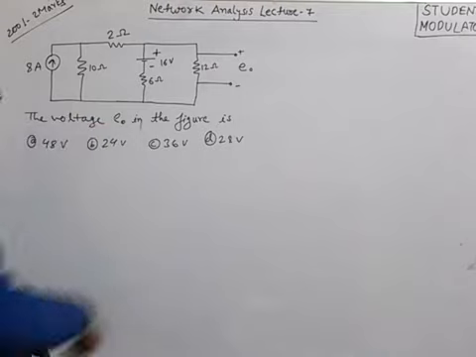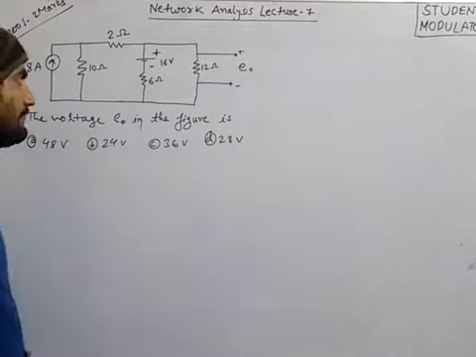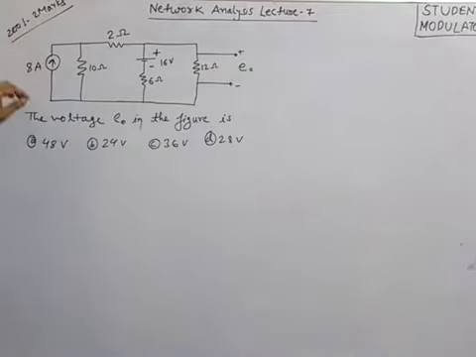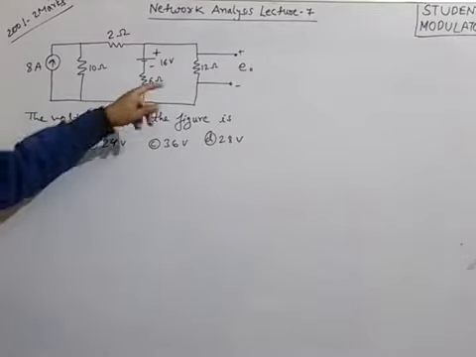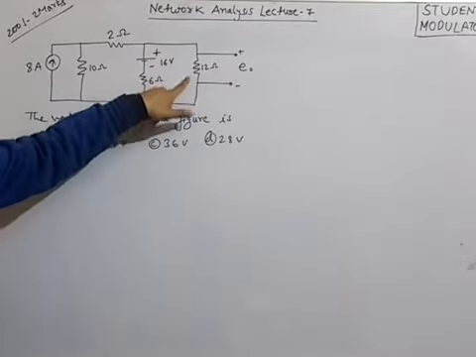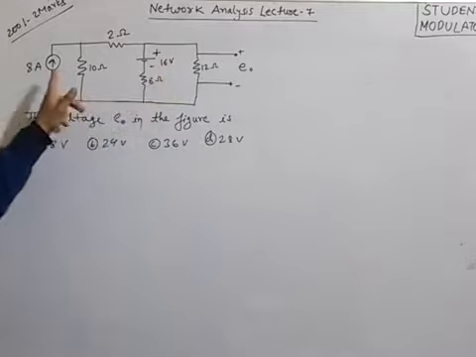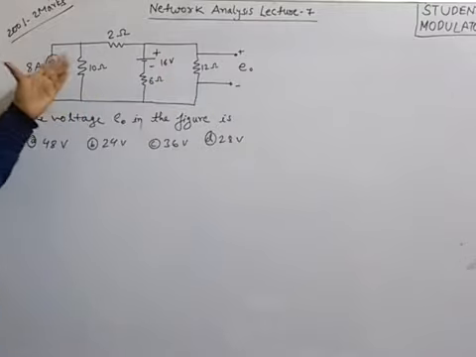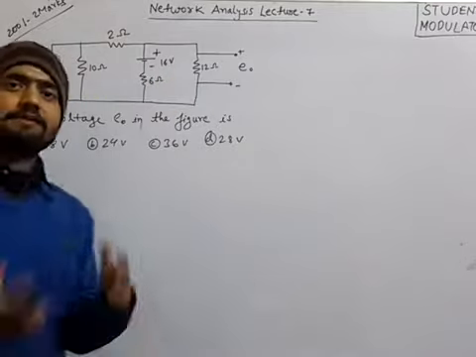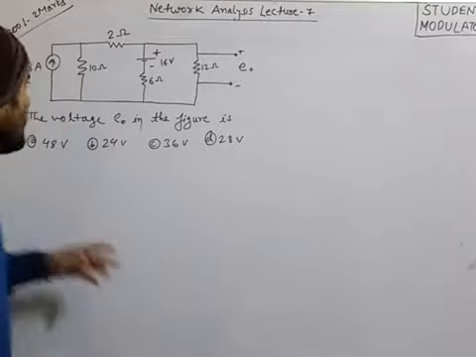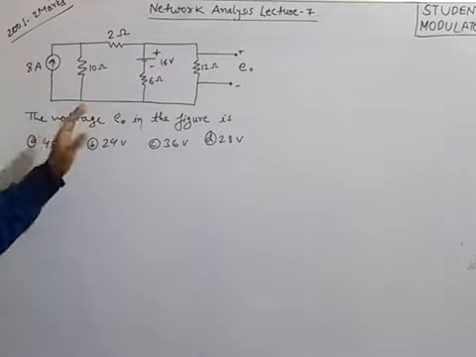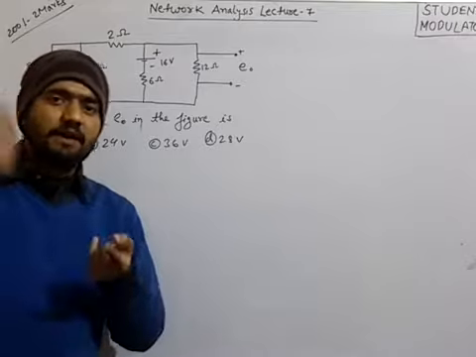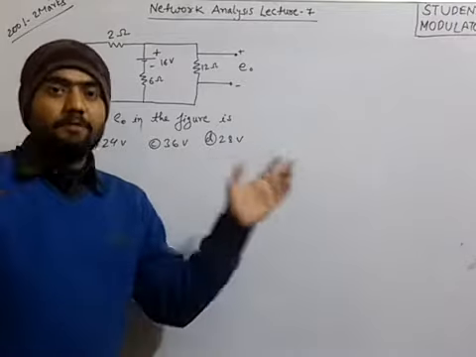So this is E0 that we have to find out. Now we can see that in this branch we have to find the current. For finding the current we can apply the mesh analysis that we have just studied. The first step of mesh analysis is to analyze all the meshes.